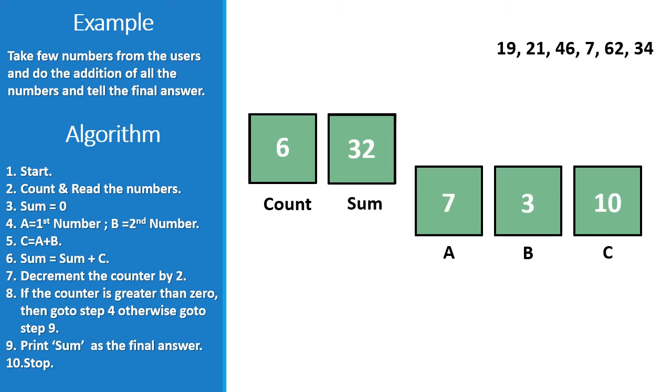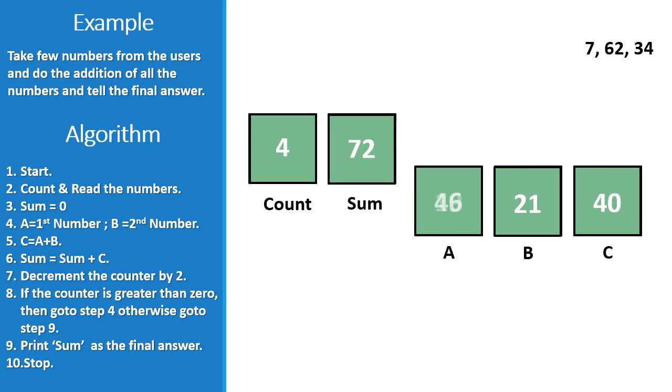We will save the first number, that is 19, in box A, and the second number, 21, in box B. The addition of these numbers, that is 40, will be saved in box C. This value will be added to the value of the sum that is already present in the box and saved there. According to step 7, our counter will become 4, which is again greater than 0, and hence we will be performing the second step again.